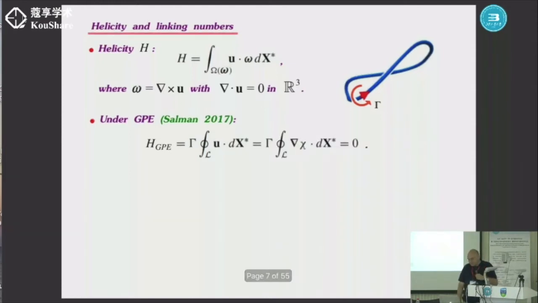According to a number of authors, this can be proven to be exactly zero. One way to see this, not so rigorous but it helps you understand, is to substitute u as a gradient of chi, and then you see that if it is a closed curve, it is zero. So under GPE, helicity is always zero, and this zero is conserved by Noether's theorem. By classical results, you can prove in a distributional sense that this quantity is conserved and is zero.